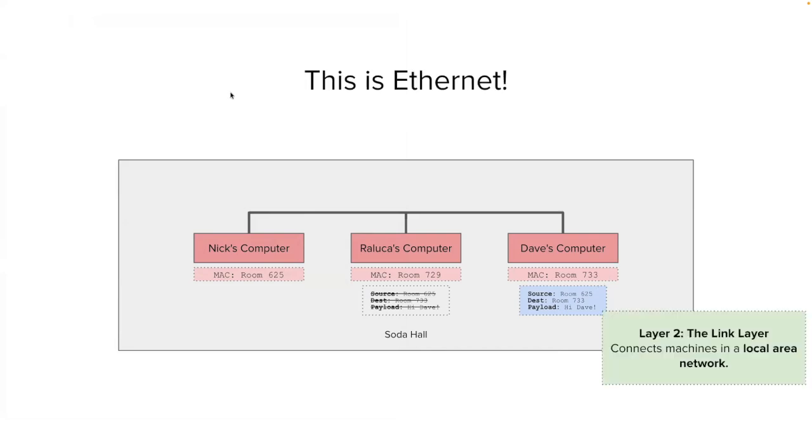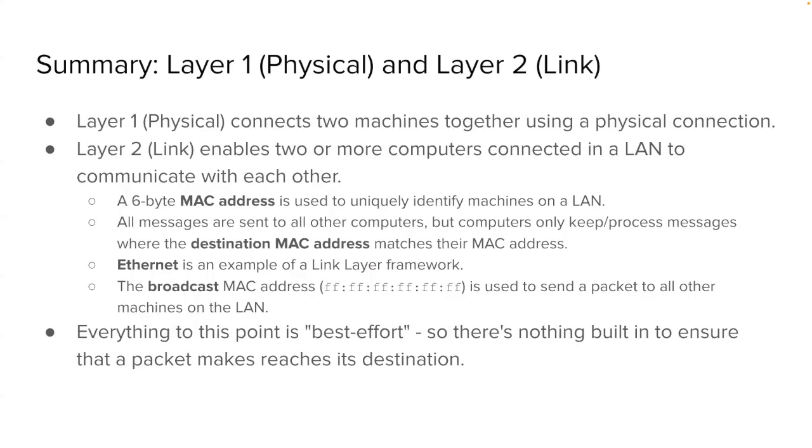Yeah. So this is basically the Ethernet. And again, this is layer 2, the link layer that connects all the machines in the local area network. So a quick summary: layer 1 is the physical layer that connects two machines together using a physical connection. And layer 2 is the link layer that allows you to have two or more computers connected in this local area network to communicate with each other. We use MAC addresses to uniquely identify each machine in the local area network, and each MAC address is 6 bytes. All messages are sent to all the other computers, but the computers only keep or process messages whose destination matches their own MAC address.